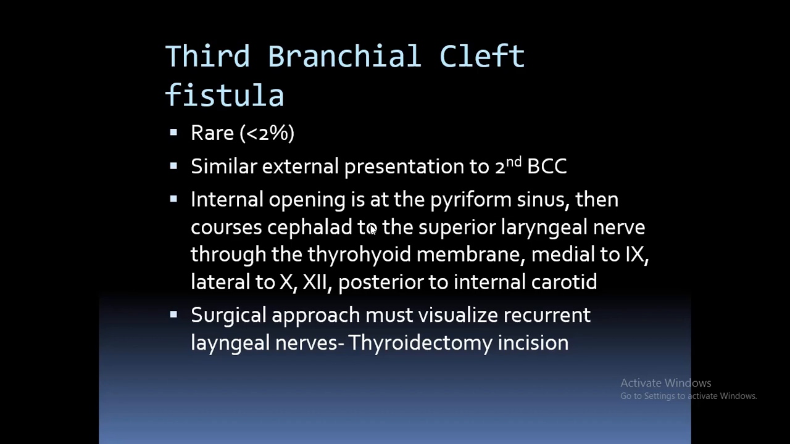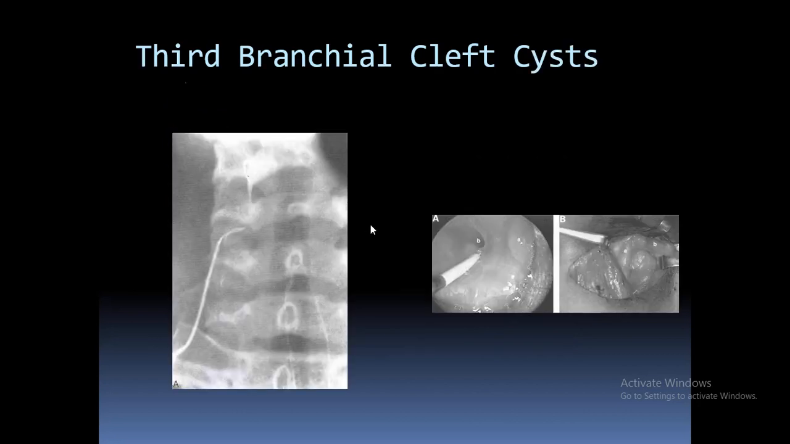Surgical approach includes excision, but we should visualize the recurrent laryngeal nerves and we should be able to save these nerves, usually done by the thyroidectomy incision. This is the third branchial cleft cyst. The opening is present in the piriform fossa, as you can see here in this picture.